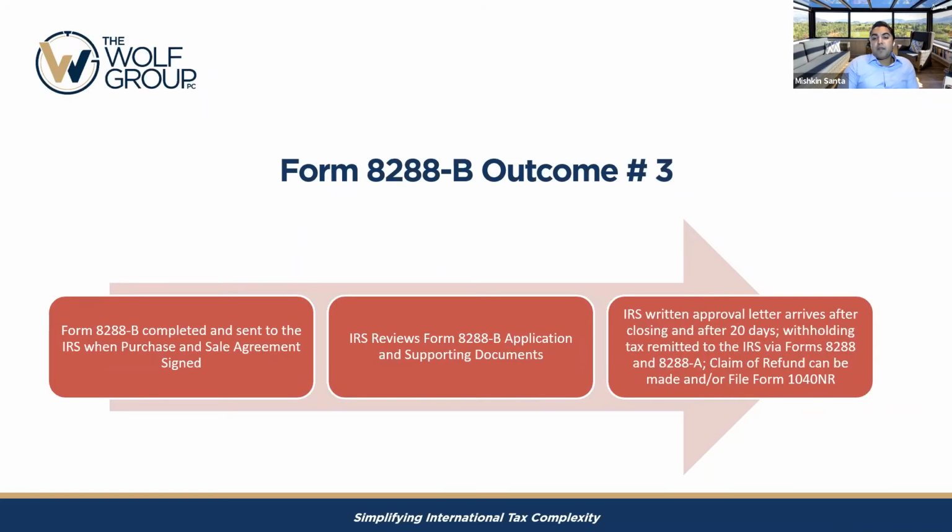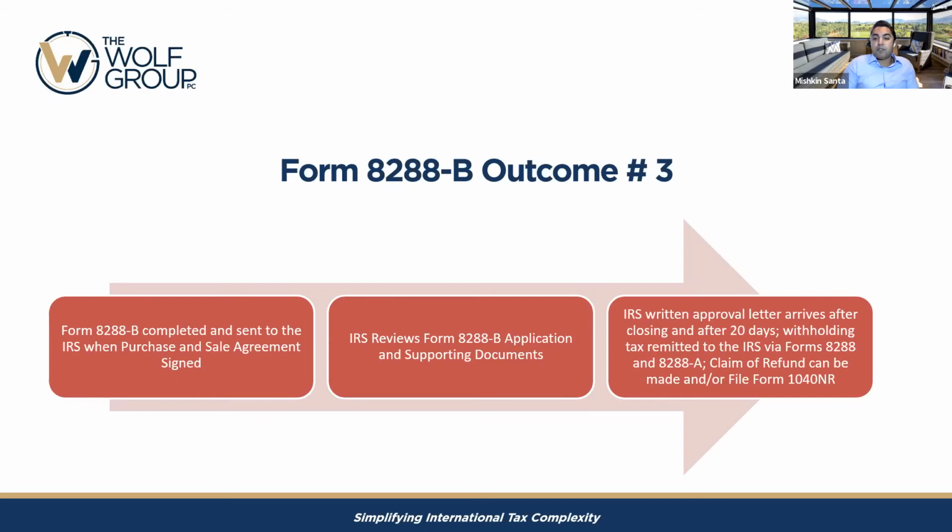Outcome number 3 is that the approval letter arrives after the 20 days. And in reality, what happens is that they'll actually hold on to the funds. A lot of times what I see is that the closing agents won't follow the 20-day rule. They'll hold on to the funds for a long period of time, with hopes that the 8288B will come back and that the approval letter will be there and it will match what the seller indicated.